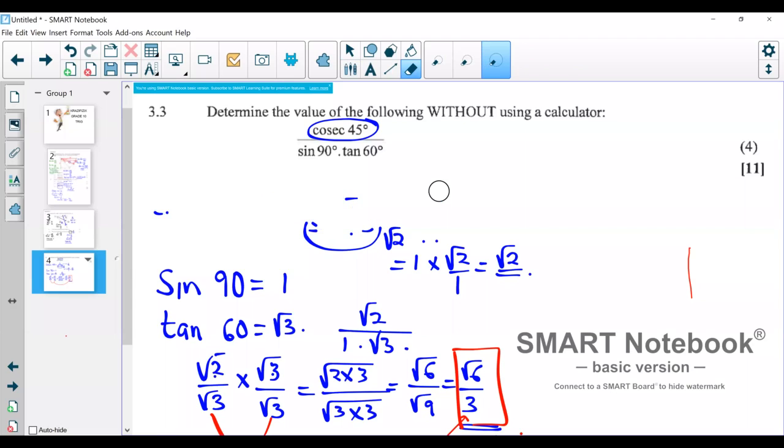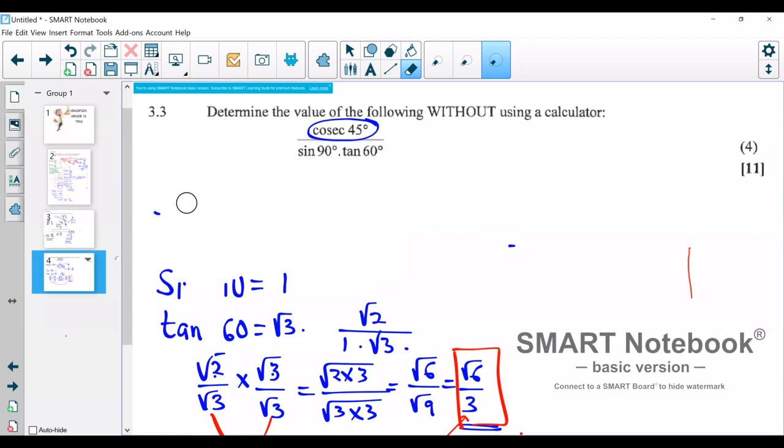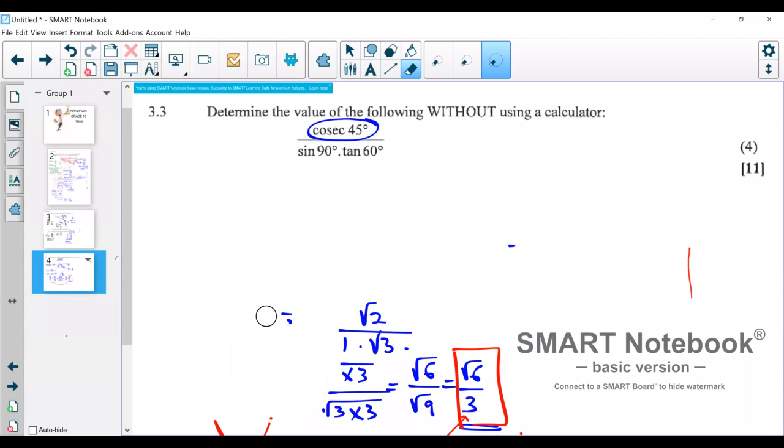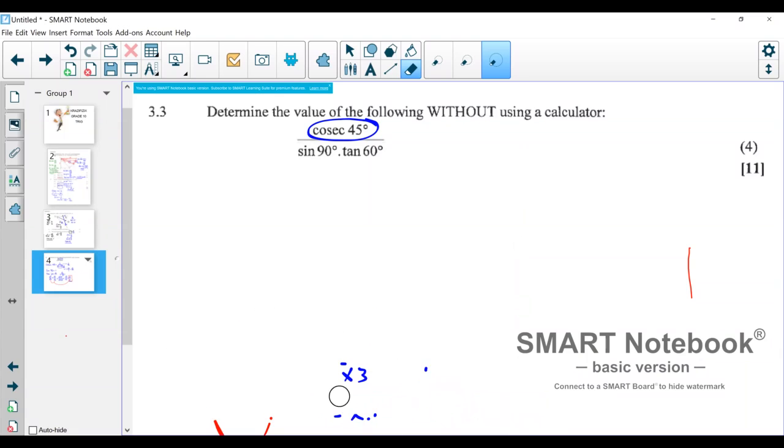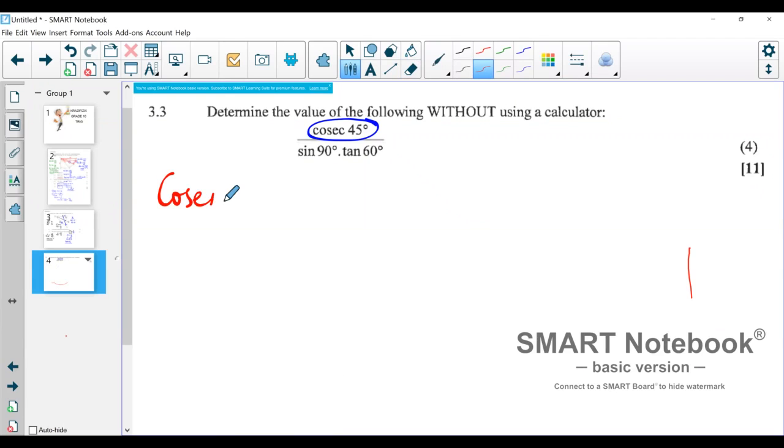All right, so we have cosec 45 over sine 90. I told you that in today's class I'll show you how to get sine 0 and sine 90, and even angles that are greater than that. So we said cosec 45. What is cosec first? It is 1 over sine. So basically this is 1 over sine 45.